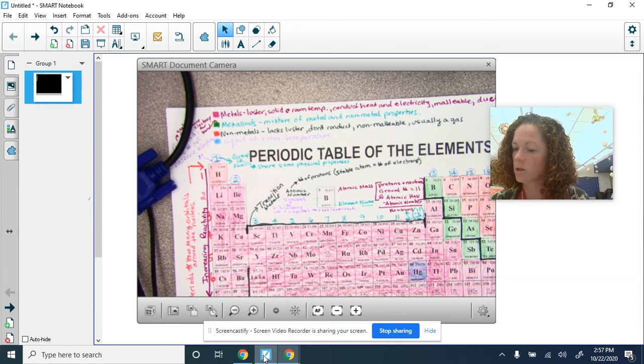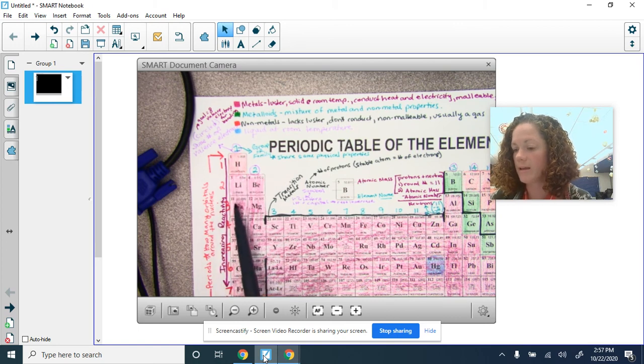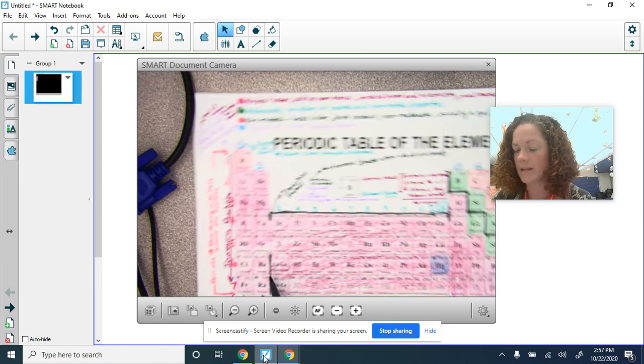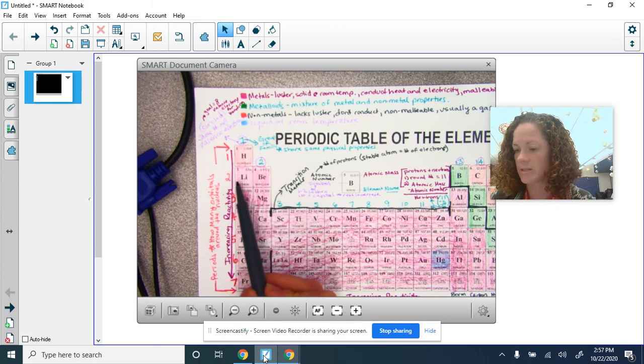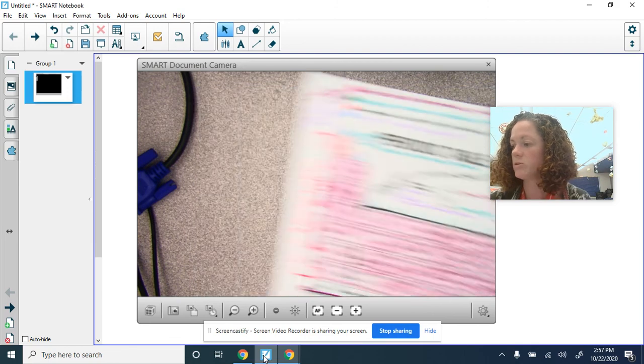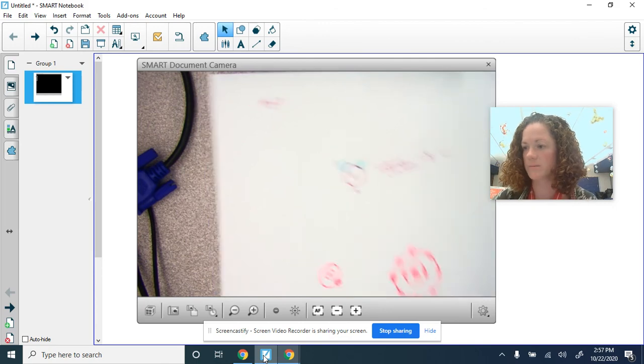We now understand that the periods tell me how many orbitals there are. Depending on where my element is located, that's how many rings there are going to be. So let me do a smaller one just so you can see it. Lithium, for example, has 2 rings. So when I'm doing my Bohr model, I know that I'm going to have 2 rings.